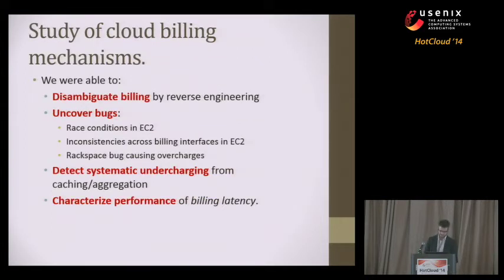So that being said, even though it's difficult, we were able to determine certain things. We were able to disambiguate billing by reverse engineering the timestamps corresponding to various billing events. We were able to uncover bugs relating to race conditions in EC2, inconsistencies in the various billing interfaces provided by EC2, and found a Rackspace bug that caused overcharges in their persistent storage volumes. We were also able to detect systematic undercharging due to caching and aggregation in certain networks and storage platforms. And we were able to characterize the performance of billing latency, which we view as a substantial issue across all the billing platforms we investigated.